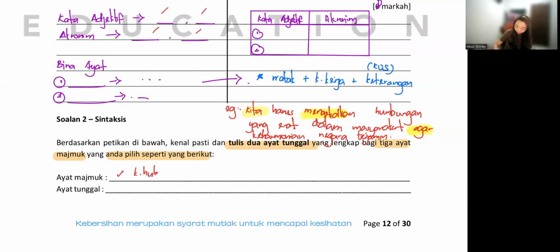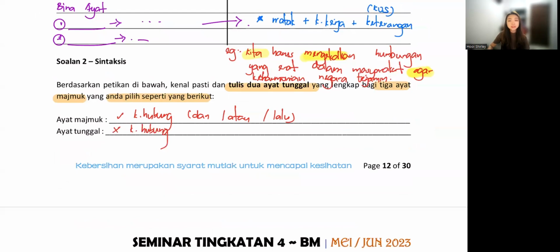So what is kata hubung? For example, dan, atau, lalu, sambil, or this. Okay, I give a very simple example. Ali pergi ke sekolah. Siti pergi ke sekolah. These are ayat tunggal. So when you combine them together, Ali dan Siti pergi ke sekolah. That is done, right? So this is ayat majmuk. Whenever you combine, that one is ayat majmuk. So ayat tunggal has no kata hubung. Okay. Then next one.